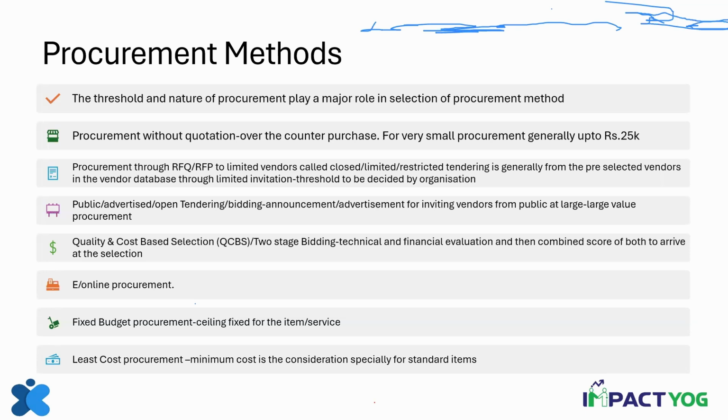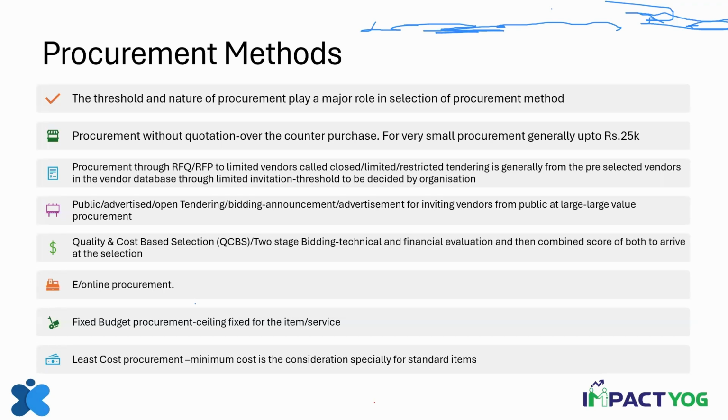The threshold is the money value. When I say threshold, it means the value of the estimated cost of that particular item. That will decide what kind of procurement method will be used. So if the value is low, we will keep the method simple. If the value is very high and complex, then our procurement method might be more elaborate. That is the thumb rule.